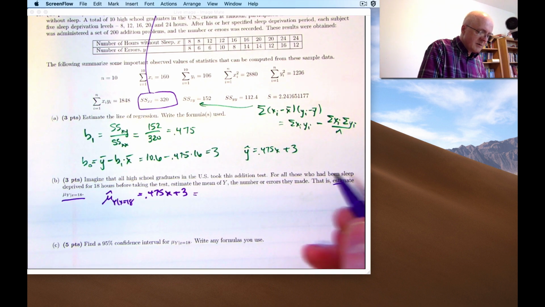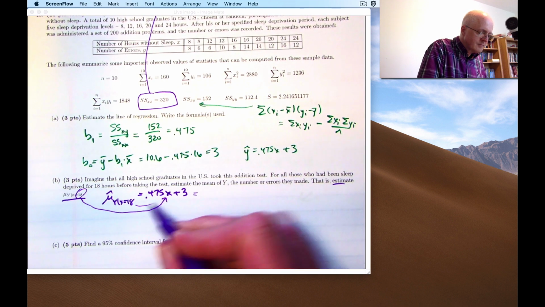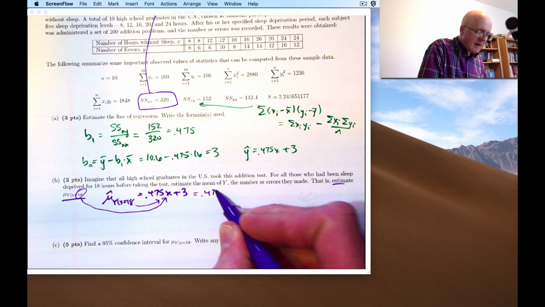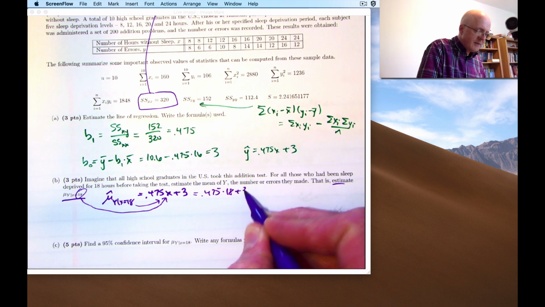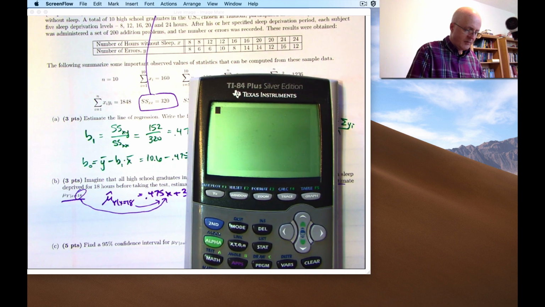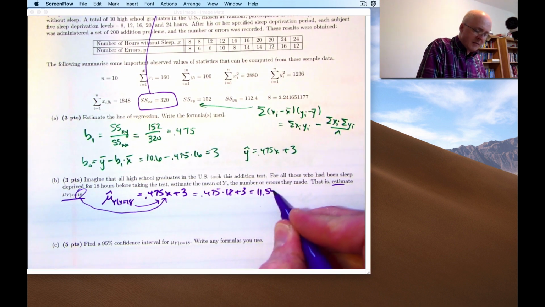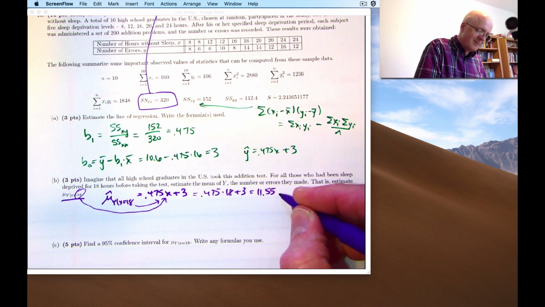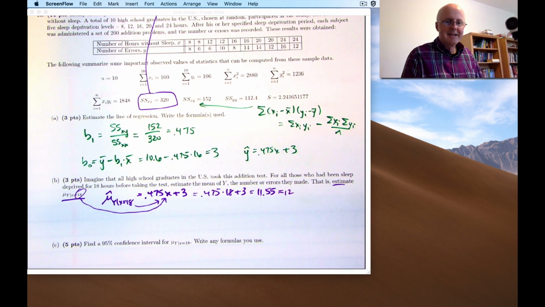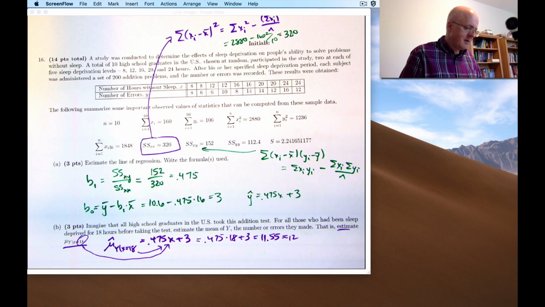Now plug in x equals 18 in there. 0.475 times 18 plus 3 is 11.55. Of course, the number of errors has to be a whole number, so you could round this to 12, I guess. And that would be your closest whole number approximation for the mean of all the y's when x is 18.